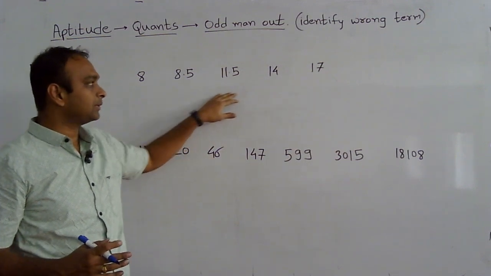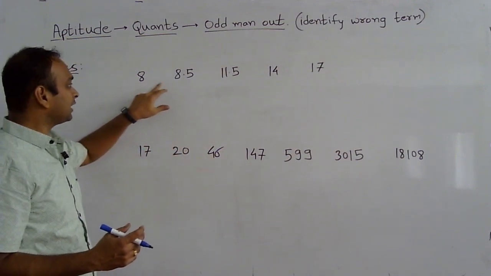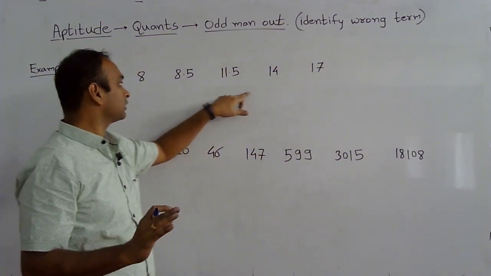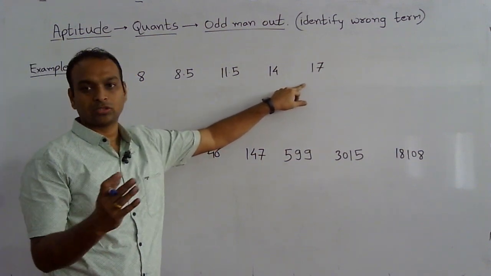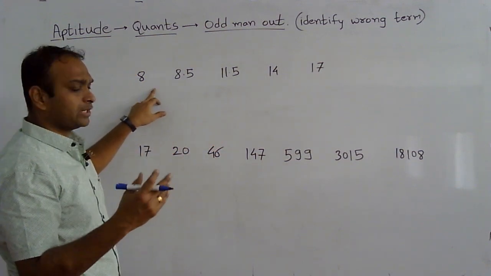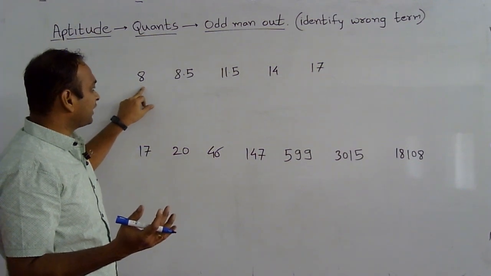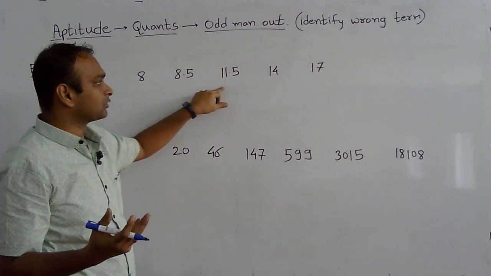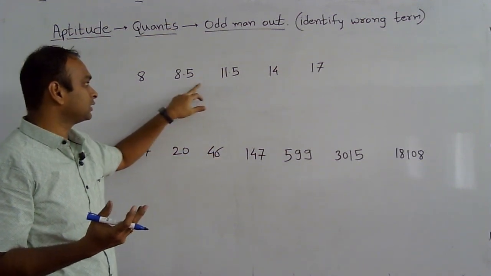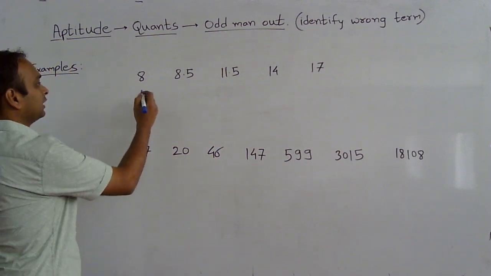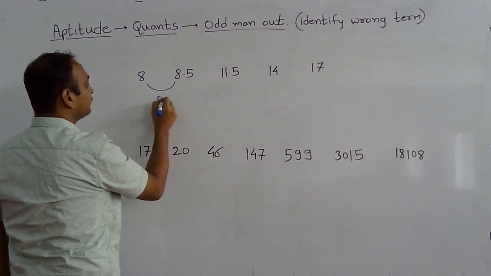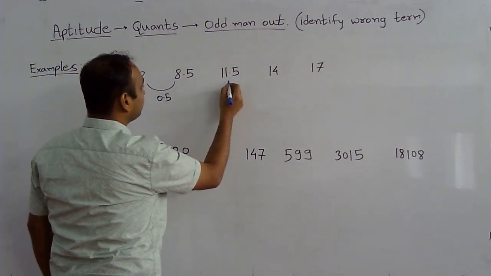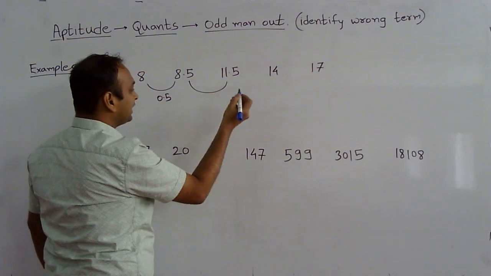So in this problem, the high difficulty level first problem, 8, 8.5, 11.5, 14 and 17. These are the terms. Obviously, these are not prime numbers, so that logic cannot be applicable here. We need to check for differences. Squares, cubes, that also cannot be the logic. Multiplication maybe, but as of now, differences should solve this problem. So let's go for differences. The difference between 8 and 8.5 is 0.5. The difference between 8.5 and 11.5, that is 3.